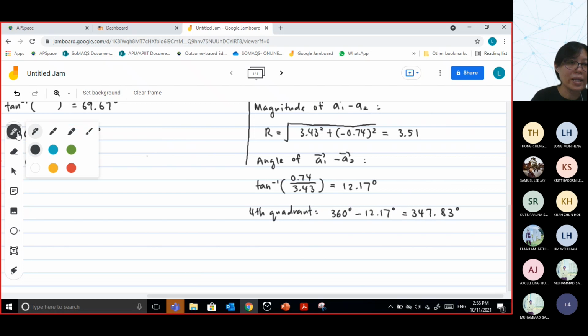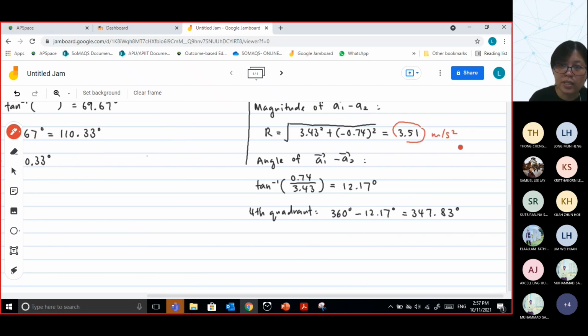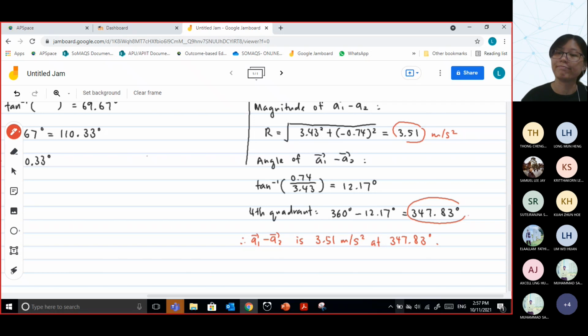So what is your answer for vector A1 minus A2? This is the meter per second squared, and this is the angle. So we say the answer is A1 minus A2 is 3.51 meter per second squared at 347.83 degrees. Okay, guys, can you understand now?